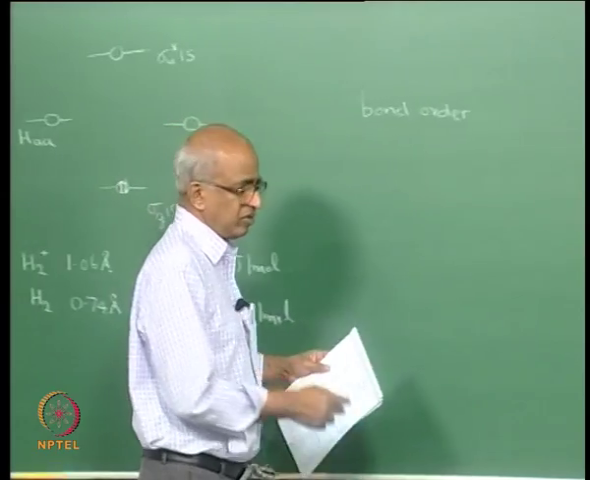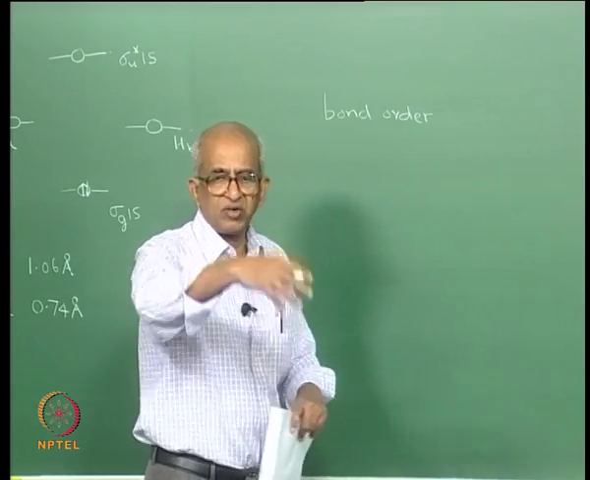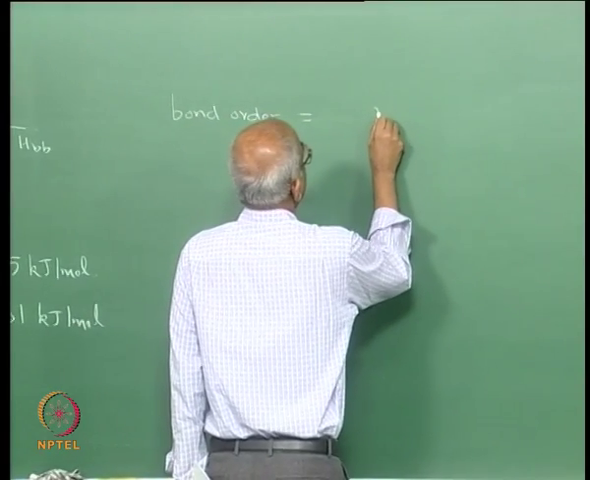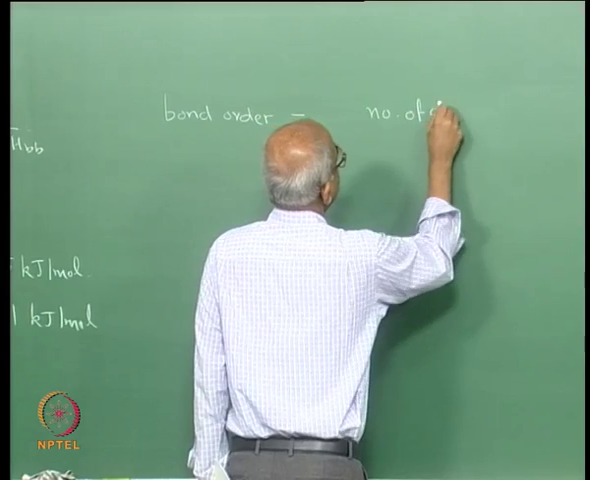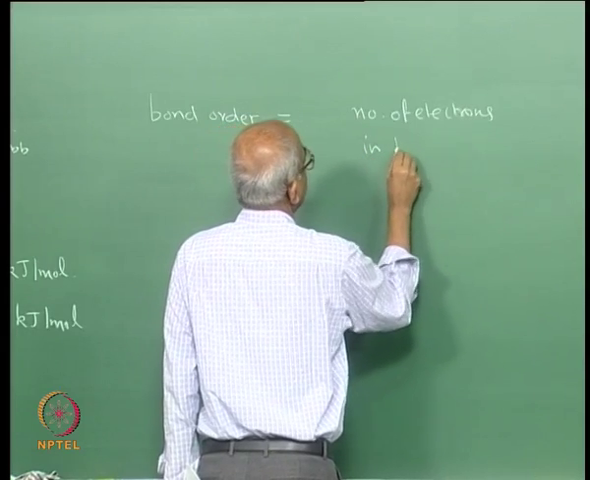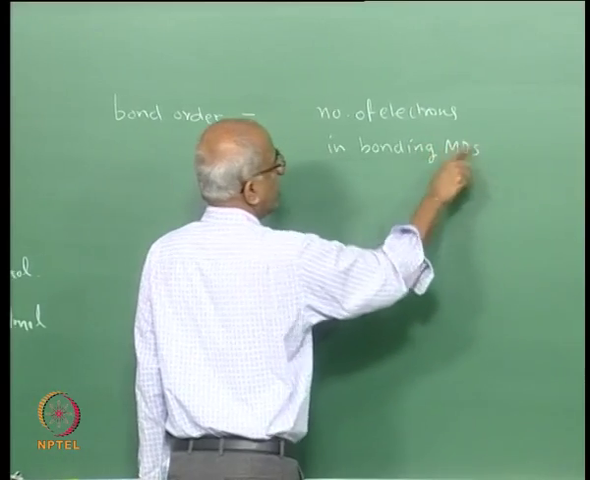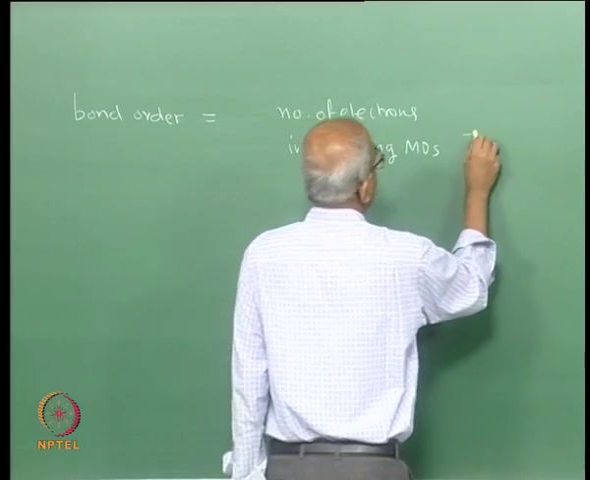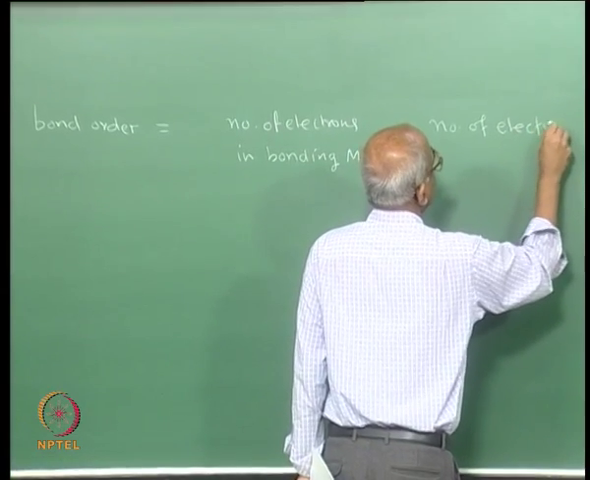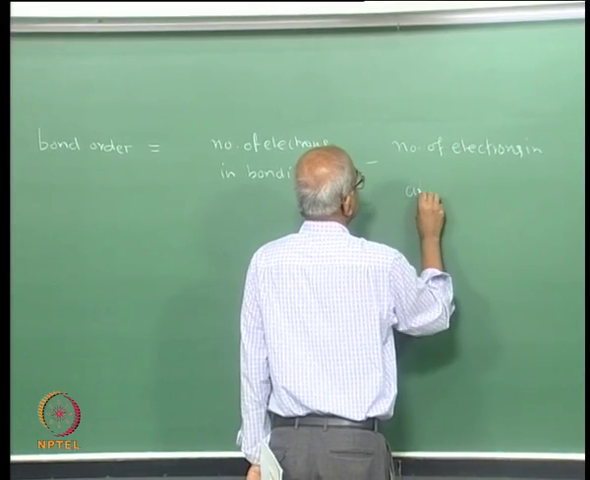Now, the definition that I am going to give is a little bit general, because this will cover all the molecules that we are going to discuss. So, what I am going to say is, the number of electrons in bonding molecular orbitals, minus the number of electrons in antibonding molecular orbitals. This is only natural, you see.